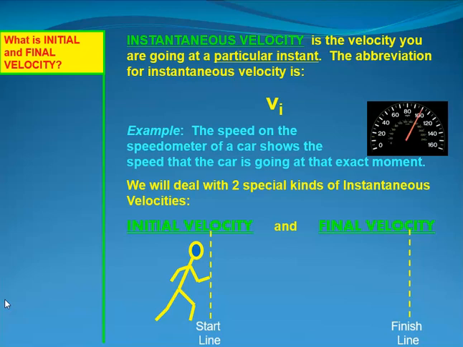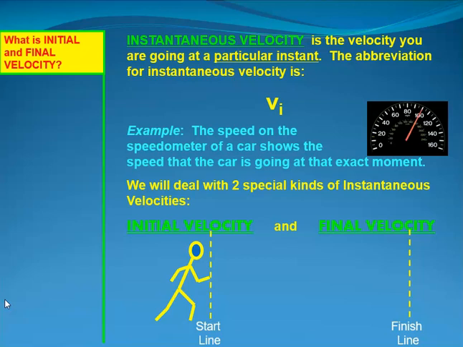So for example, the speedometer of a car shows the speed that the car is going at that exact moment. It's not showing the average speed, that's the speed over the entire trip, or the speed 5 seconds ago or 5 seconds in the future. It's showing how fast the car is going at exactly the moment you look at the speedometer, and that's instantaneous velocity. So we will deal with two special types of instantaneous velocities.